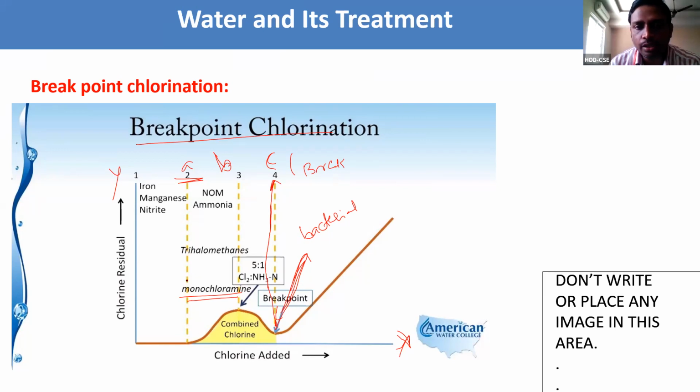If you add excess, this is nothing but residual chlorine. Think of it as D. This is called residual chlorine, and this residual chlorine again leads to bad effects, bad taste, bad color, and is toxic to human beings.